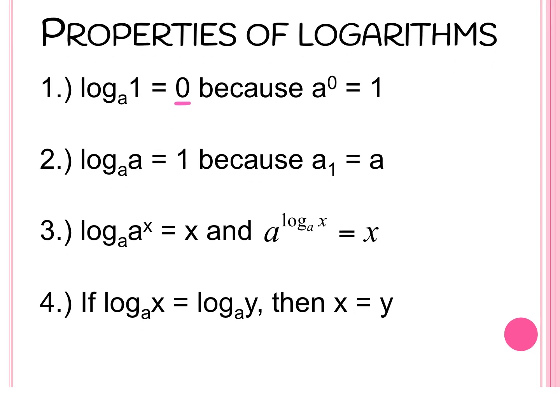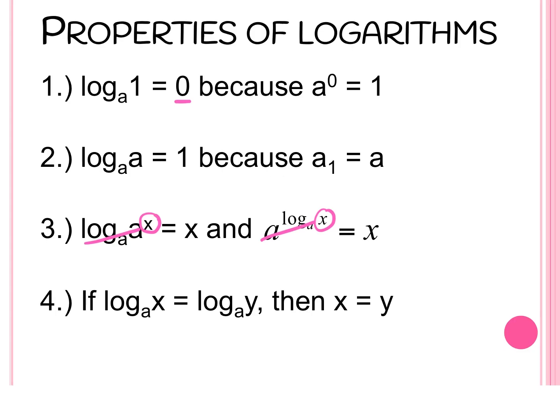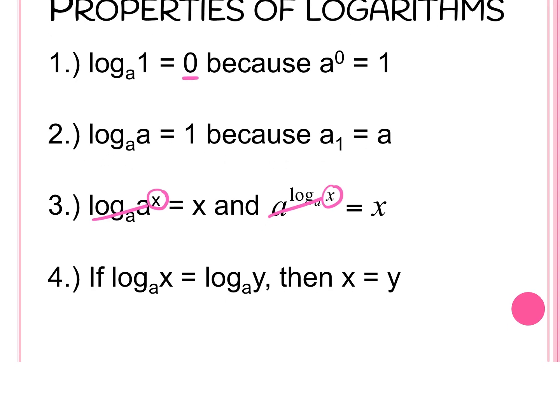Now looking at 3, it kind of goes with 2, but it applies for any exponent. If we have log base a of a to the x, these cancel and we're just left with the x. Whatever our exponent is, that would be our answer. Same thing if I have a to the power of log base a of x. If these are the same base, they cancel and we're just left with x. And then in number 4, if we have a log equals a log with the same base, they cancel. We would just set what we're taking the log of equal to each other.